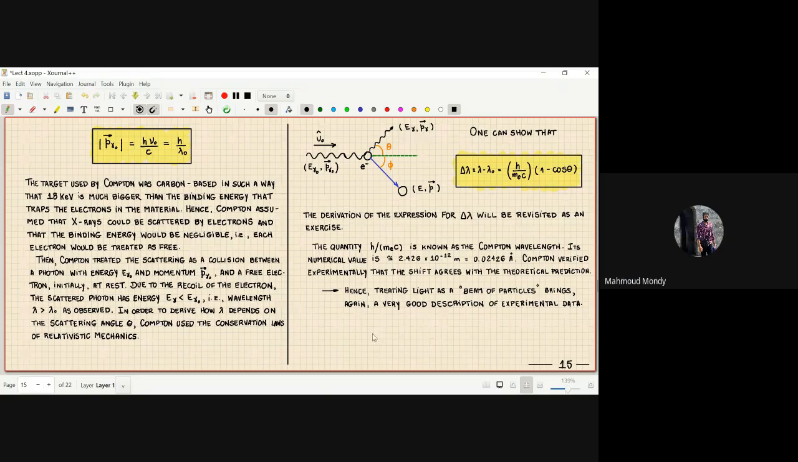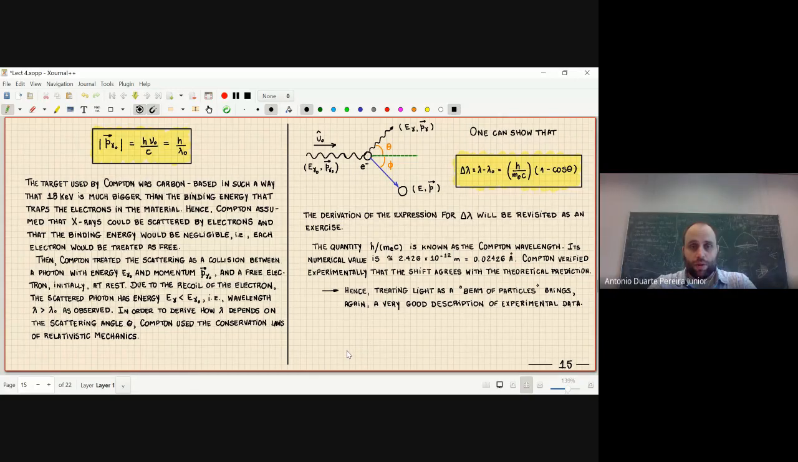This means the energy of the photon can still be the same after collision. So if lambda does not change, and we know that lambda is associated with the frequency, then since the energy of the photon just depends on the frequency, the energy of the photon will be conserved.